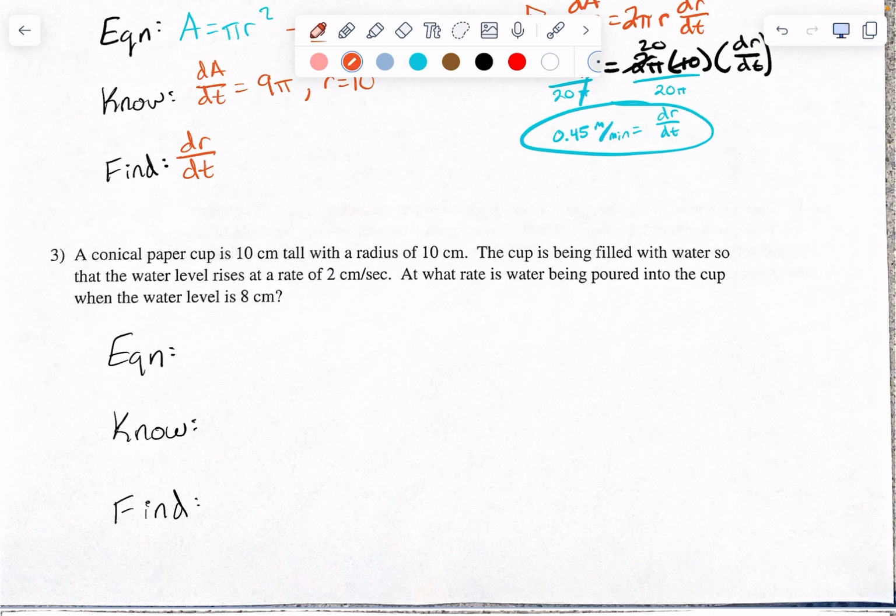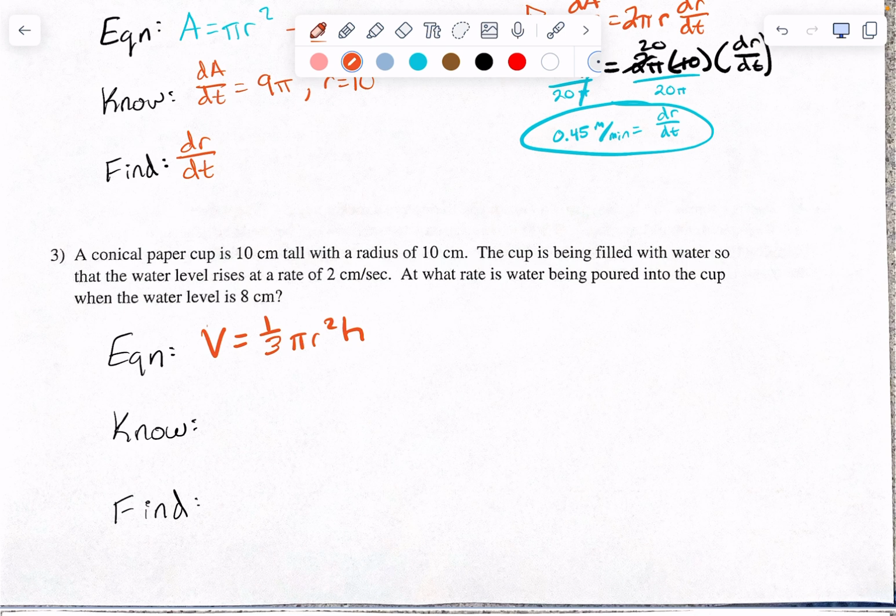Conical. I thought it said chronic. I hate cones. 1/3 pi r squared h. Is that right? Are we doing the volume of a cup? Yeah, we're doing cones. It's a conical cup. Volume equals 1/3 pi r squared h. Oh, you gotta do your product rule.